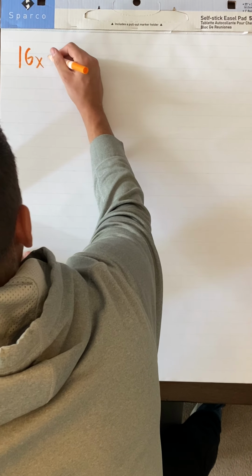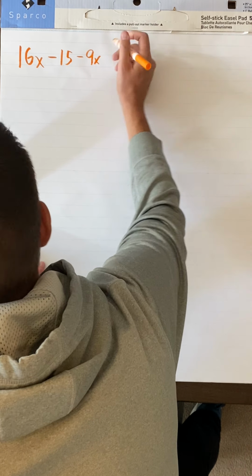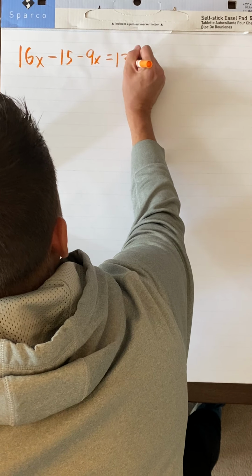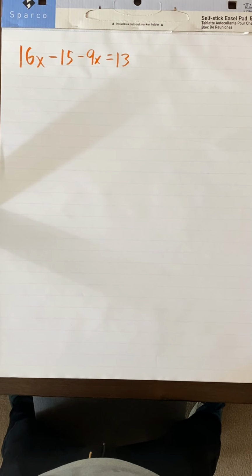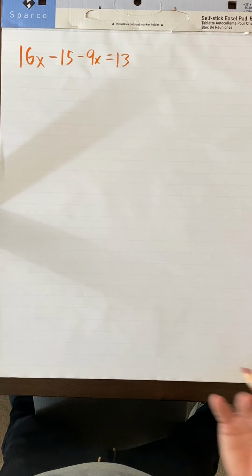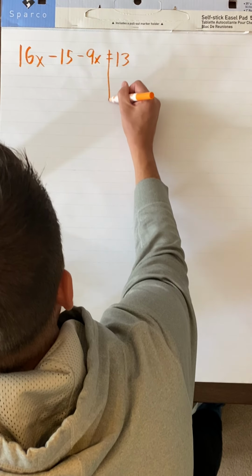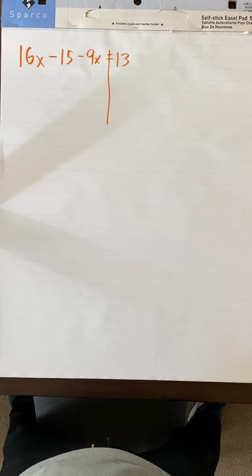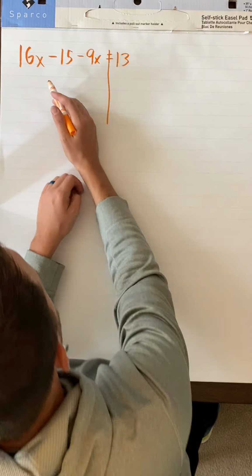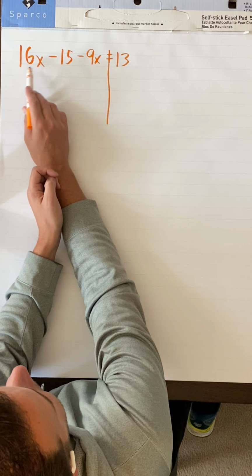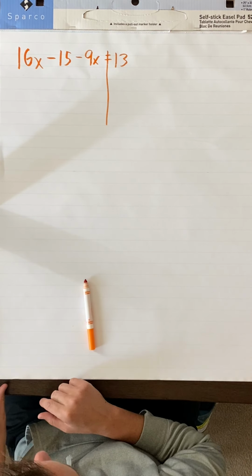16x minus 15 minus 9x equals 13. All right, so we already know we want to get the variable to one side, right? We want to get the variable to one side, and we want to get the variable by itself. The first thing we want to do is to make sure that each side of the equation is simplified, meaning there are no like terms. If you look at this, there are like terms here. You have 16x and 9x. Those are like terms because they both have a variable.